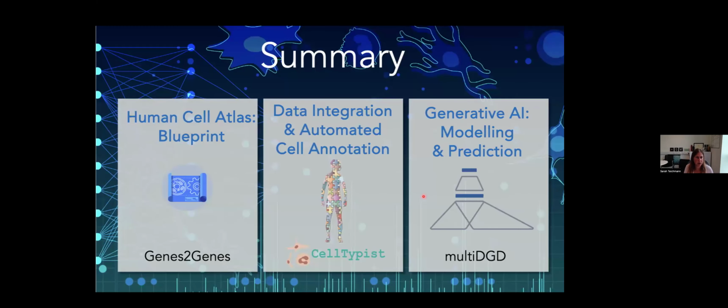And so that really brings me to the end of the talk. What I summarized was the use of genes to genes as a gene level alignment framework, a Bayesian framework for dynamic programming alignment of gene expression patterns, CellTypist and CellHint for automated cell annotation and label harmonization, and then multi-DGD as a generative AI framework for modeling and predicting relationships in RNA and ATAC data.